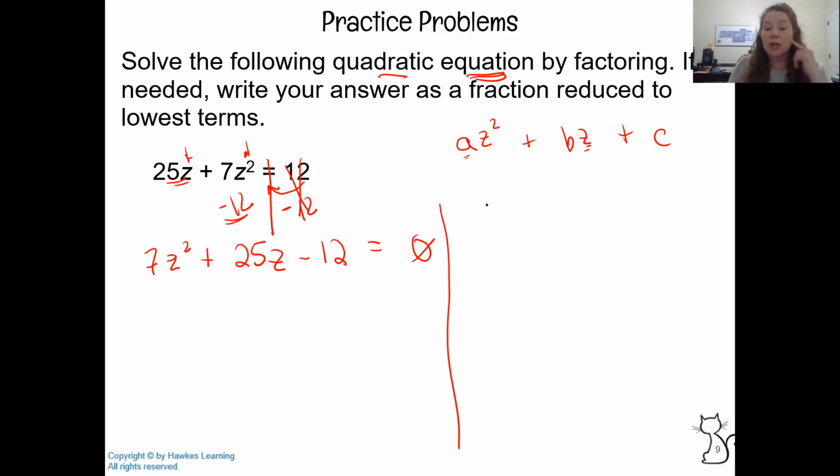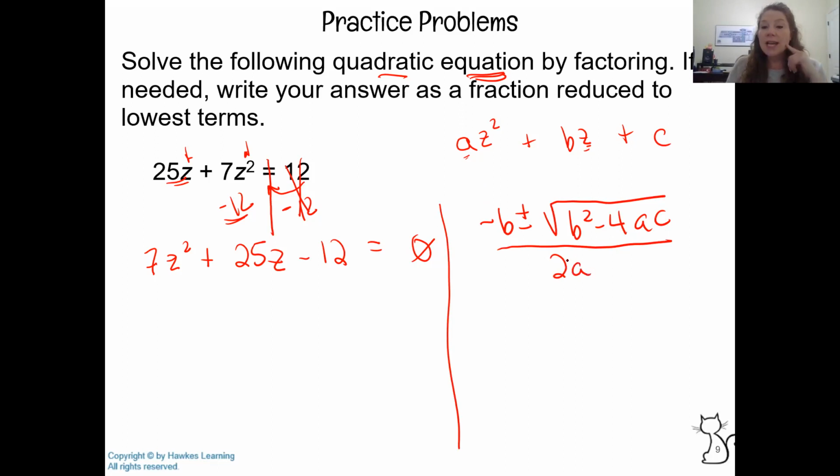So the quadratic formula is -b plus or minus the square root of b squared minus 4ac all over 2a. And if you Google a quadratic formula song, there's like a million of them, okay? So what we need to do is identify our a, identify our b, and identify our c. Don't forget the sign in front of it, okay?